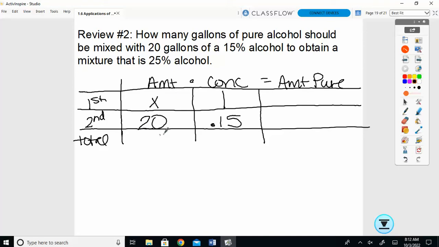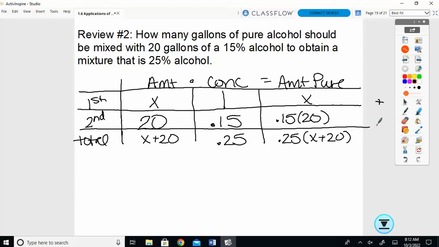No. To obtain a mixture that is 25%. So this is 0.25. What would be my amount? x plus 20. And then how do we get my amount pure? Multiply across. So x times 1 is x. 0.15 times 20. 0.25 times x plus 20. And we know with these you add the first and second to equal your total.